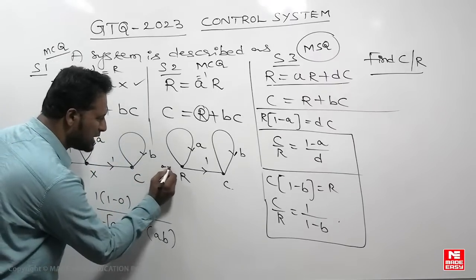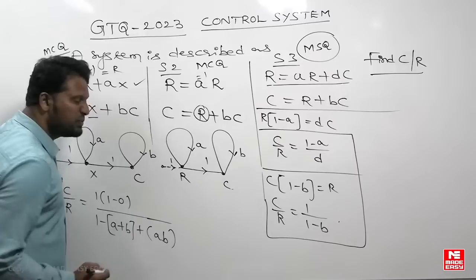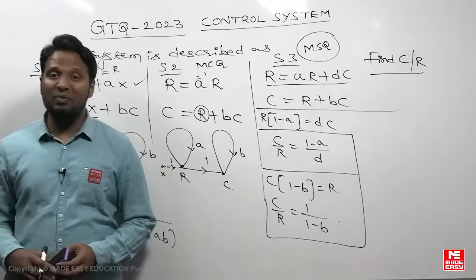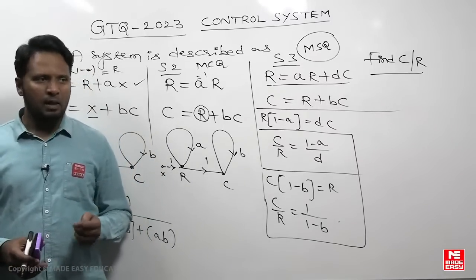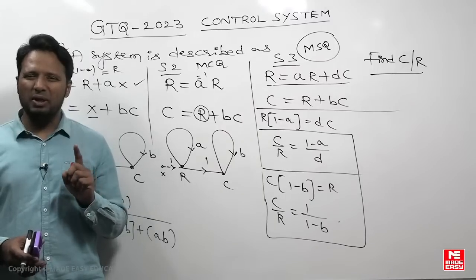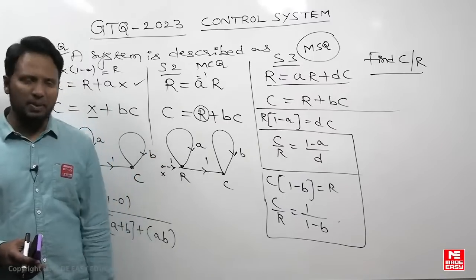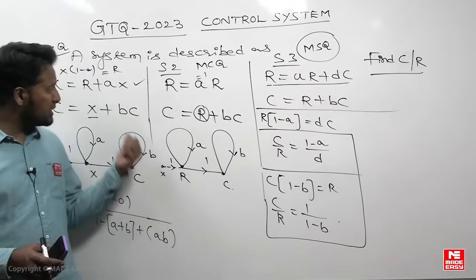Here we have to create an input node with a branch of unit gain. Remember that the input node variable should never be a variable of the system. A variable of the system should never be used as input. Input should always be an external variable. I call it X. Don't get confused with this X.